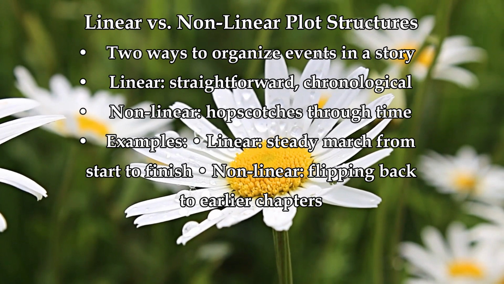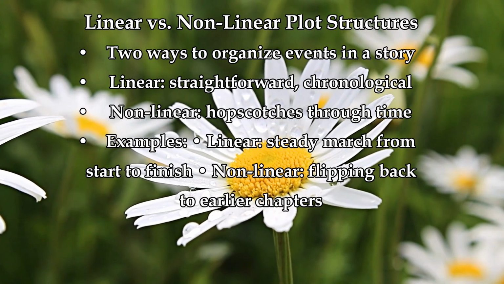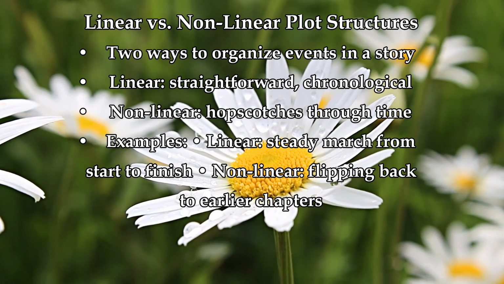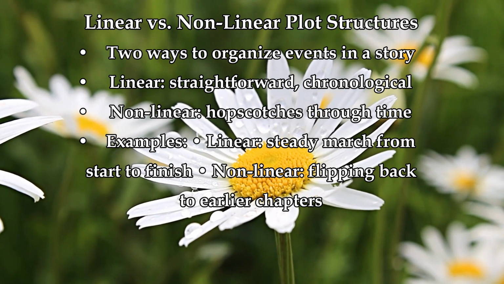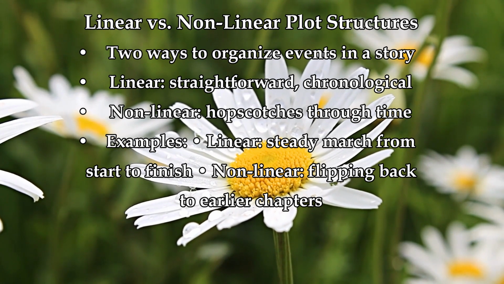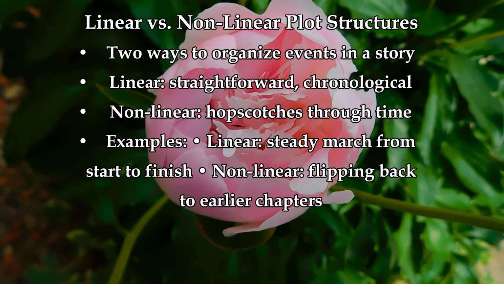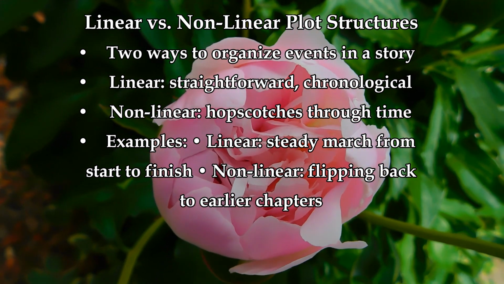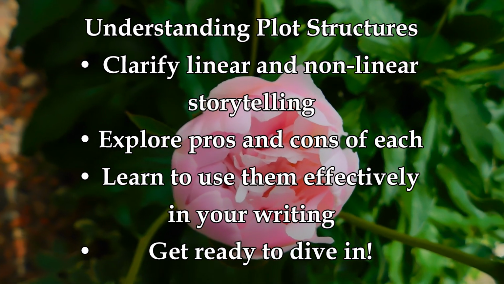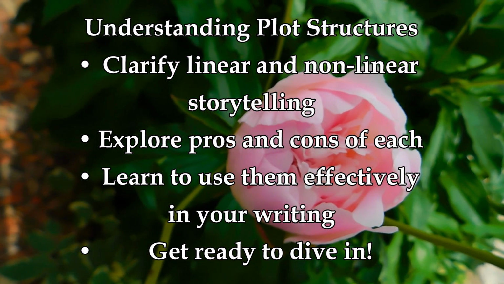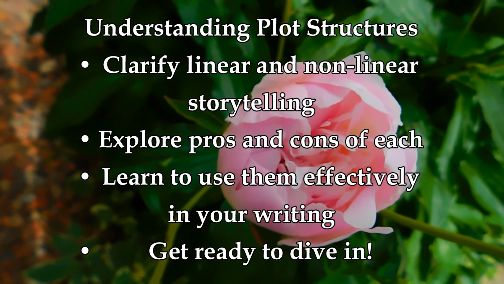Have you ever been reading a book that hopscotched through time, leaving you flipping back to earlier chapters to figure out how it all fits together? Or maybe you've breezed through a novel that marched steadily from start to finish, never deviating from a straightforward chronology. Well, those are examples of non-linear and linear plot structures in action, two different ways of stringing together the events in a story. But what exactly do those terms mean, and how do you choose the right structure for your own tale? That's what we're going to unpack today.